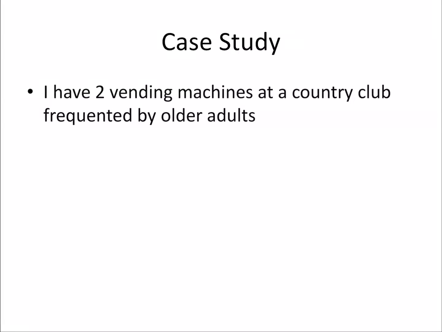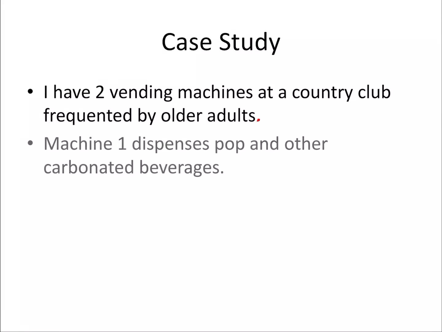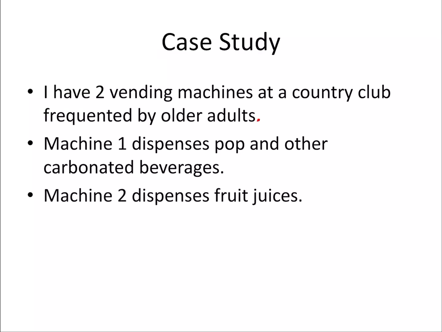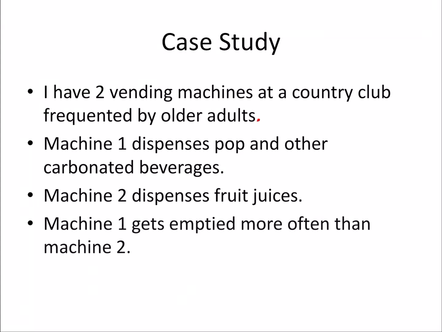So let's look at an example of a case study. Let's say I have two vending machines at a country club, which is frequented by older adults. Let's say machine 1 dispenses pop and other carbonated beverages. Machine 2 dispenses fruit juices. No prizes for guessing which one is healthier. But a common observation is that machine 1, the pop, gets emptied more often than machine 2.